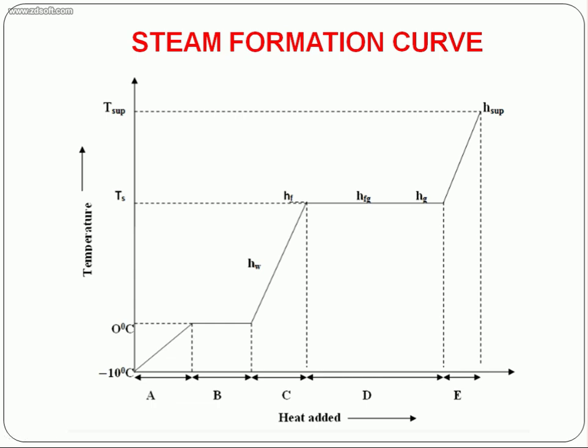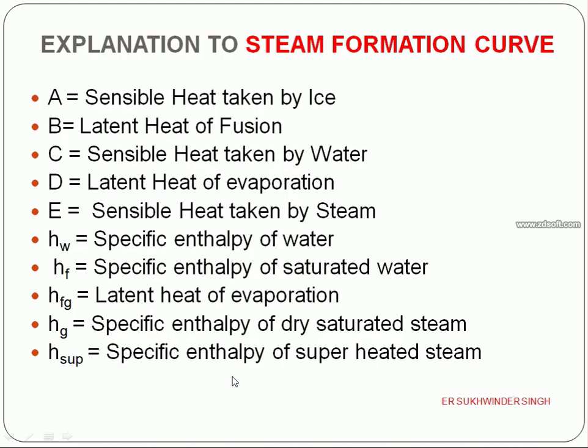Then further, if we add more heat energy, it starts moving from here, 0 degrees Celsius, along this line. Along this line, it starts absorbing heat energy and starts changing its phase from solid state to liquid state. This B is known as the latent heat of fusion.